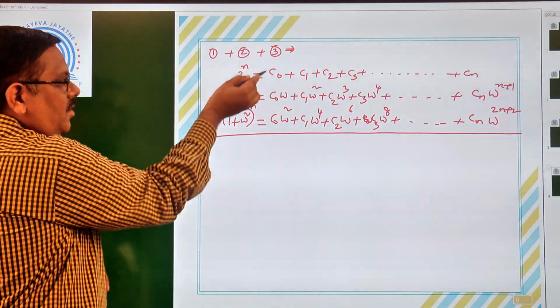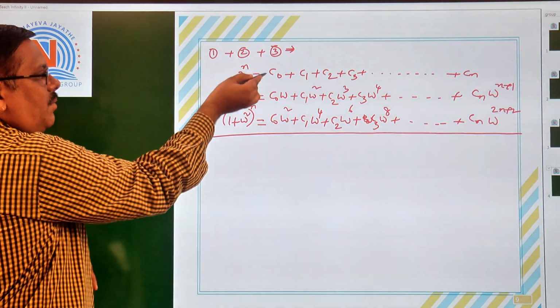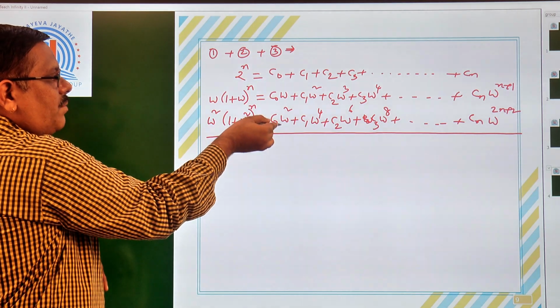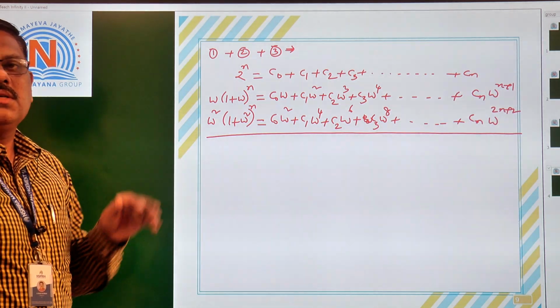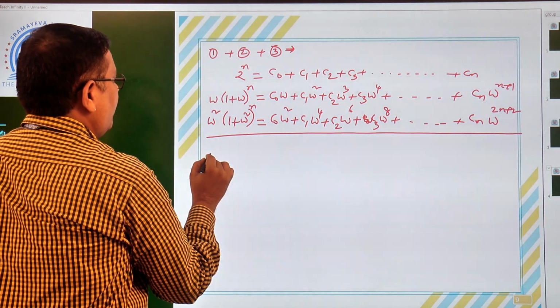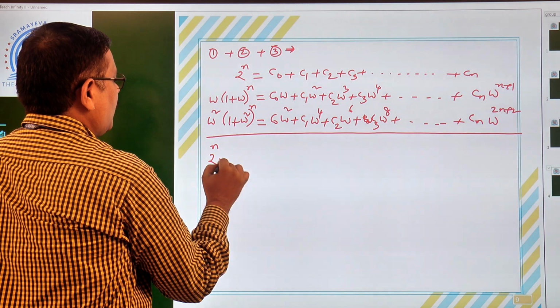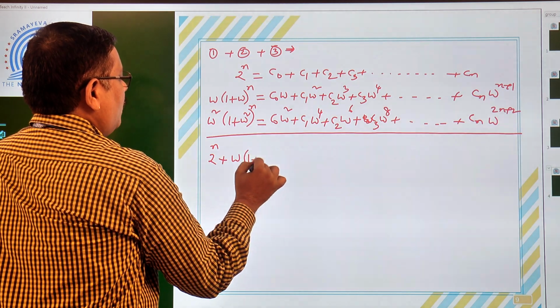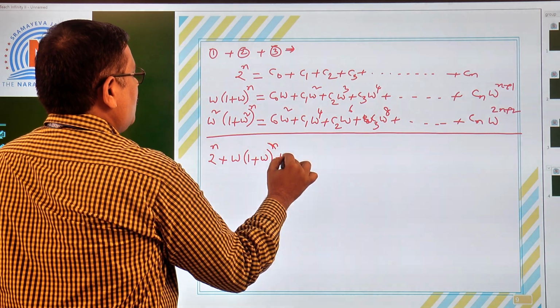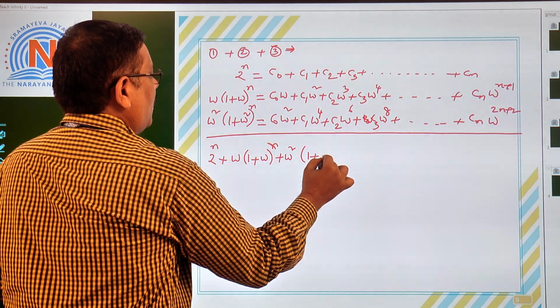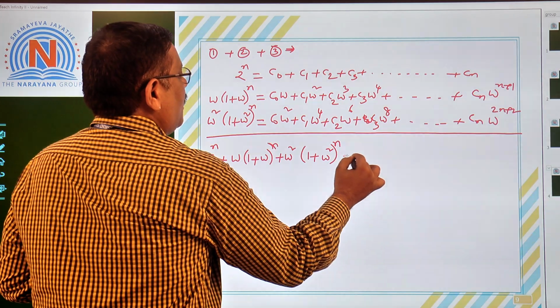c0 is common for all these 3 terms. If c0 is common, we have 1 plus omega square, which is nothing but 0. c0 times 0, so that is cancelled. Let us write it anyway. This is 2 power n plus omega into (1 plus omega) whole power n plus omega square times (1 plus omega square) whole power n.